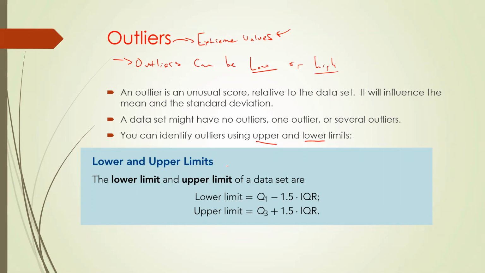As such, you need to calculate these two formulas. You have the lower limit here, and what you take is the first quartile of the data set, and you subtract 1.5 times the IQR. This I also like to call a cutoff value. Any value in your data set that falls below this lower limit is an outlier. The upper limit, you take the third quartile and you add 1.5 times the IQR. Okay, this is the lower cutoff value, and this is the upper cutoff value.